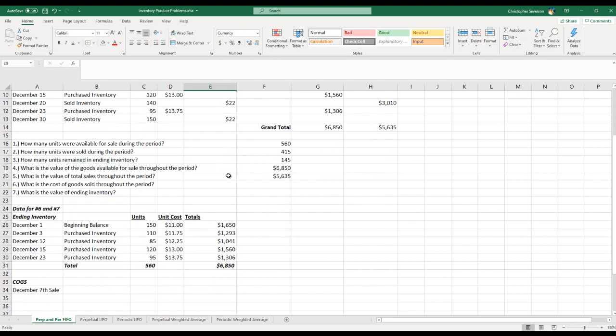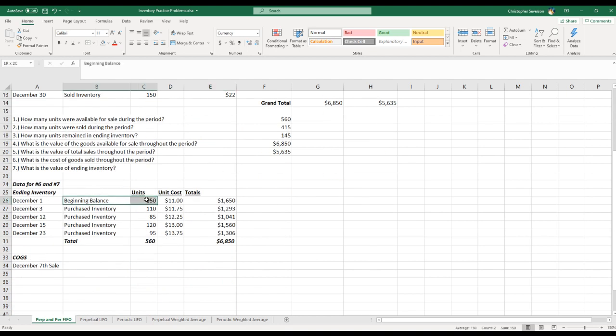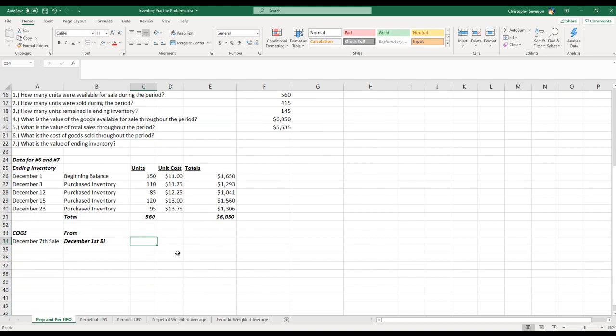So FIFO. We need to sell 125 units. Fortunately, the very first layer that we need to use first has 150 units. I'm just going to say from December 1st, beginning inventory. We only need 125 of these units. We have 150. They're $11 per unit.